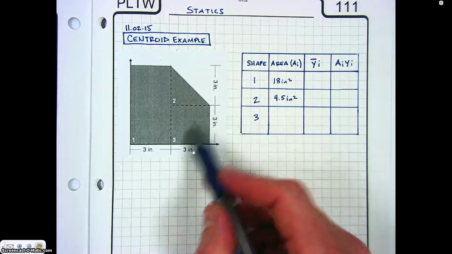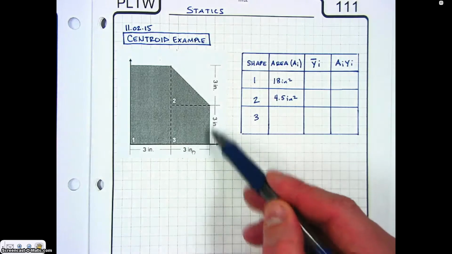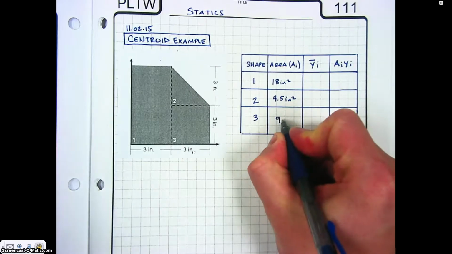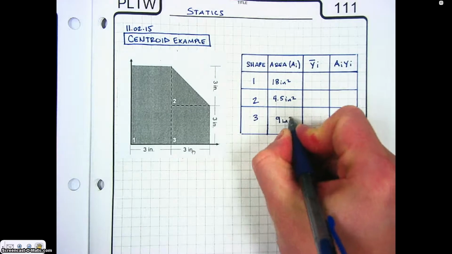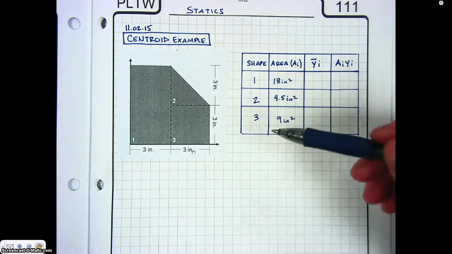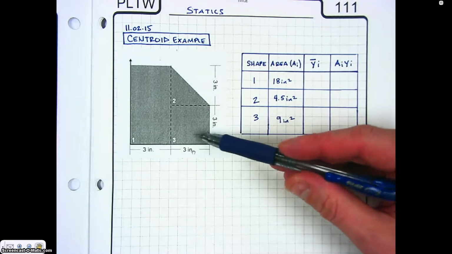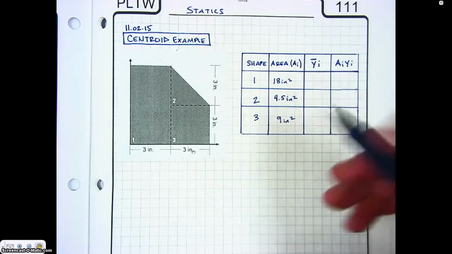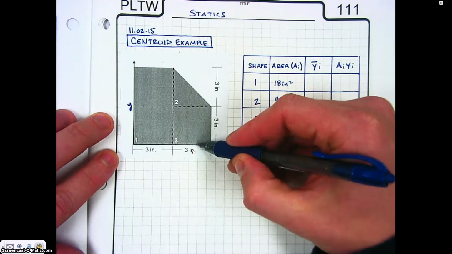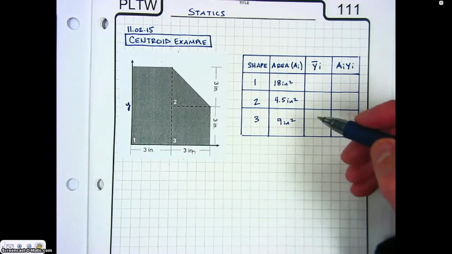And the last one here, we have just a square. 3 times 3 equals 9, and so we have 9 inches squared. All right. The next thing we're going to calculate is the location of the centroid of that shape from the reference line. And we're doing this in the y direction. And so this is the y direction here. So we're going from this line up and finding the centroid location.